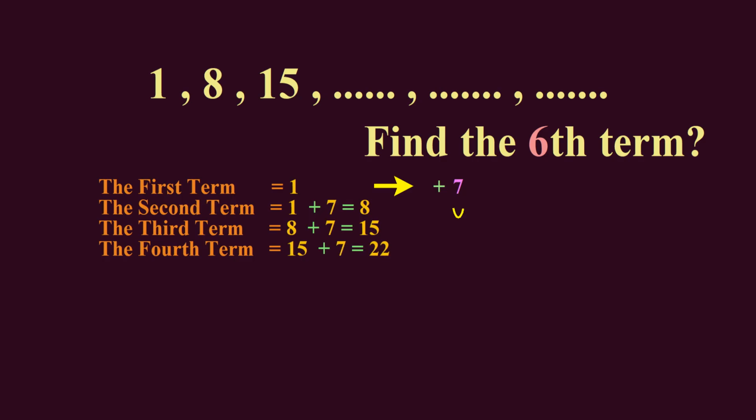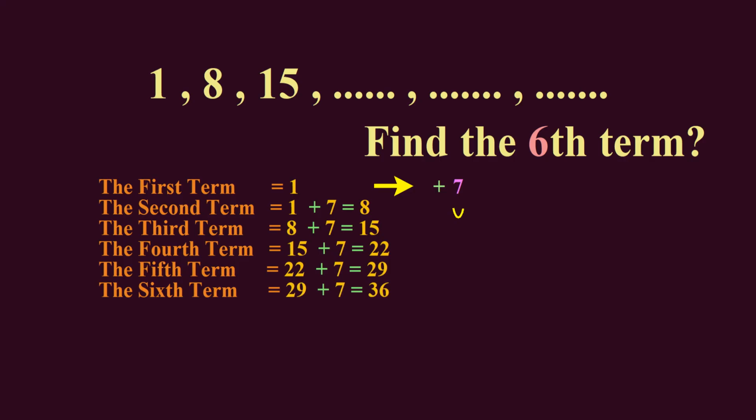And the fifth term is equal to 22 plus 7, which equals 29. By the same method, we can get the sixth term, which equals 29 plus 7, which equals 36. And the seventh term is equal to 36 plus 7, which equals 43.